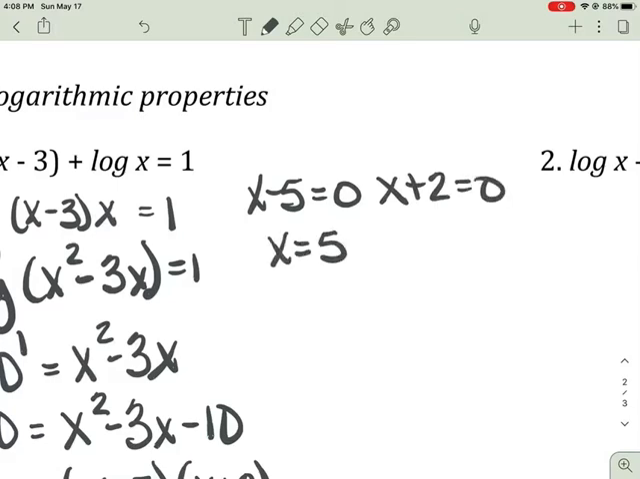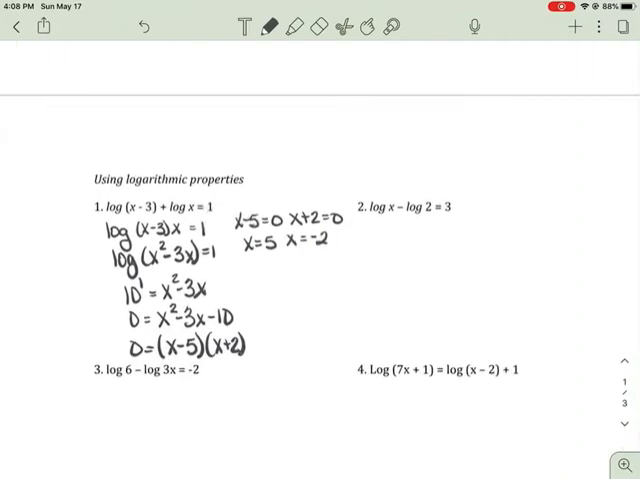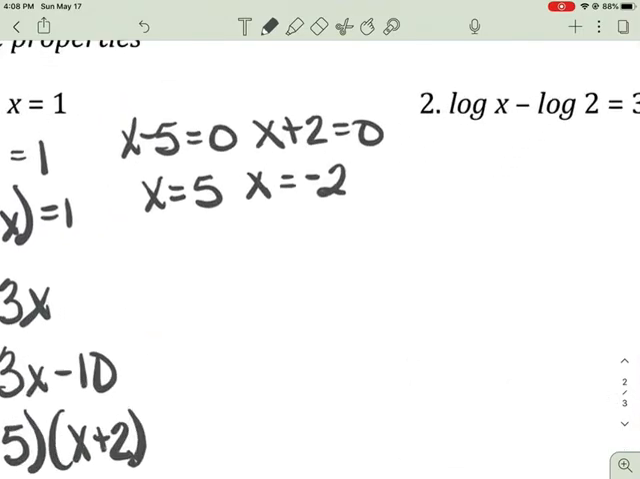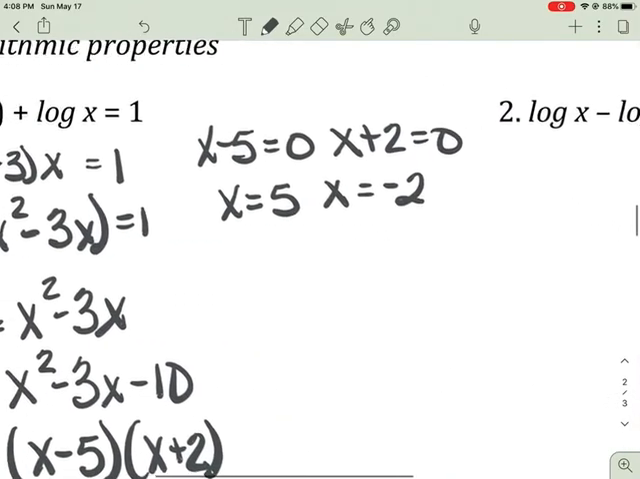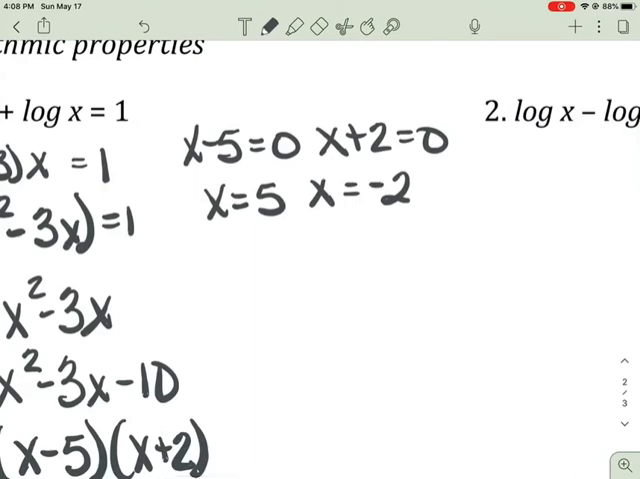So I'm going to get answers of 5 and negative 2. Now the question is, are both solutions to the original problem? Fortunately, I don't think so. So let's put them back in. So I'm going to put 5 in. Here's our check. Let's call this the check.